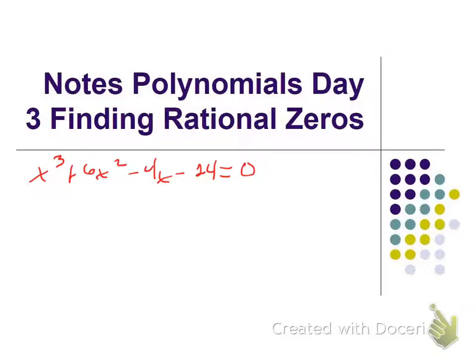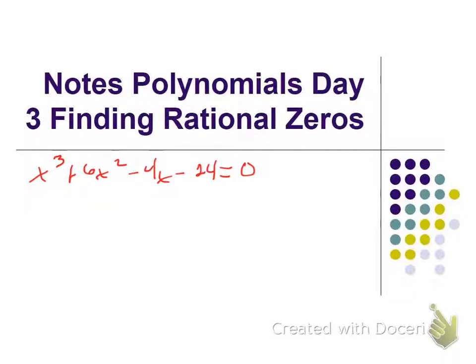Okay, so today we're going to talk about finding all of our rational zeros for a polynomial function. Before we get into how we're going to go about doing that, I want to make sure that we make a connection here between zeros and factors, right?